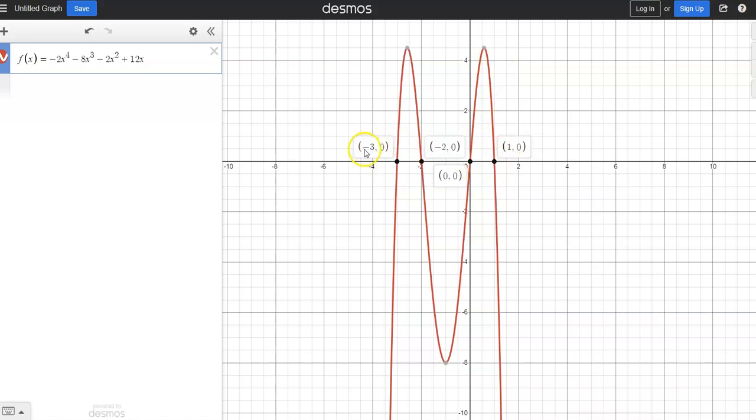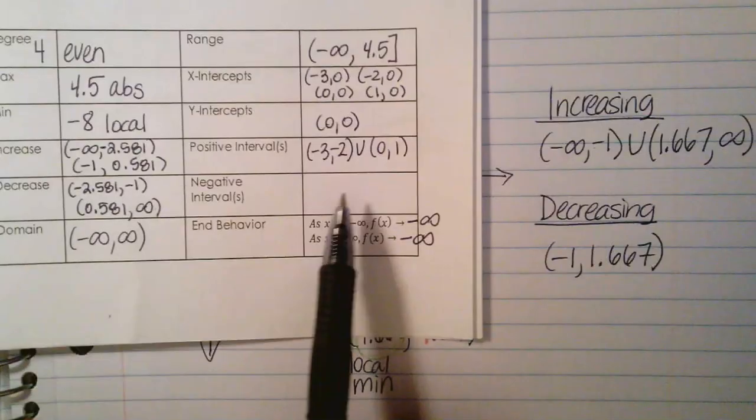Listen to how I'm describing those, just looking at the x values. From -3 to -2 it's positive. From 0 to 1 it's positive. That's where the graph is above the x-axis. So that means from negative infinity up to -3 it's negative. That's this region right here. And from -2 to 0, in between there, it's negative. And then finally from 1 to positive infinity, it's negative there as well. So let me write those in and I'll be done.